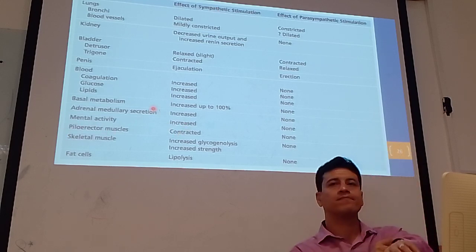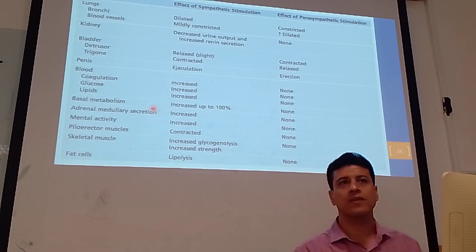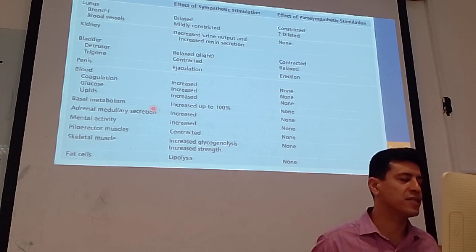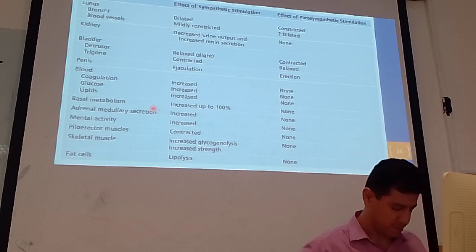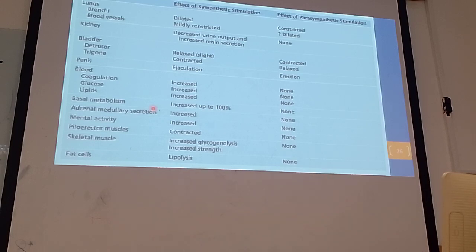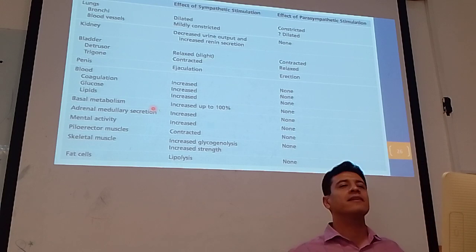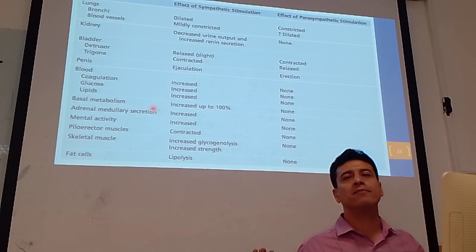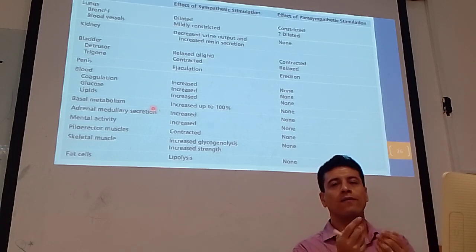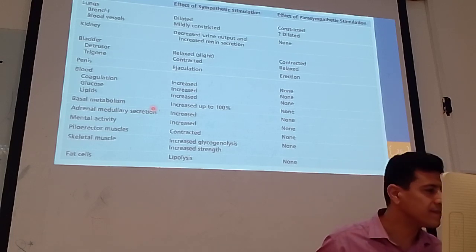Pilo-erector muscles, the hair on the skin, are erected by sympathetic stimulation. So that's why when we are frightened severely, when sympathetic innervation stimulates the muscle of the hair, we will have piloerection, right?